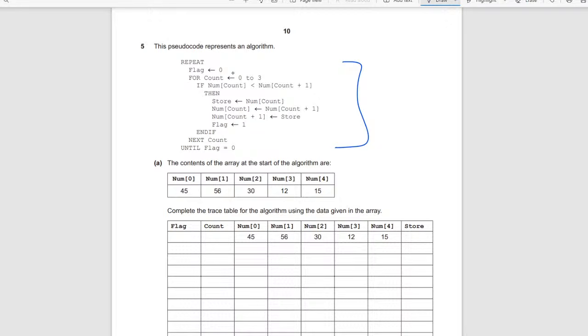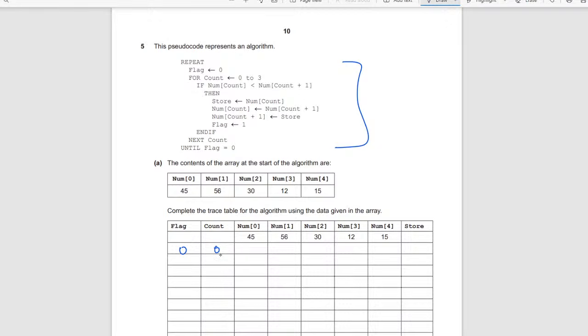It starts off by saying flag is 0, so we're going to start off by saying flag is 0. Every time they give you the variables, you will always start off with that. Then it says for count 0 to 3, so that means 0 first. Many people will say 1, but remember in computer science it starts off with 0, because 0 to 3 will mean 0, 1, 2 and 3. That's how it mainly works.